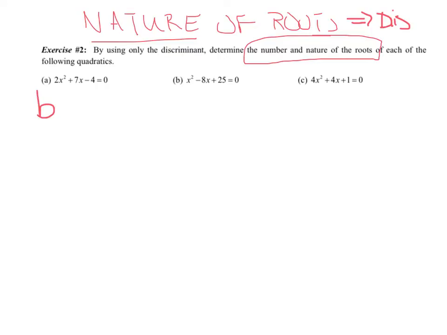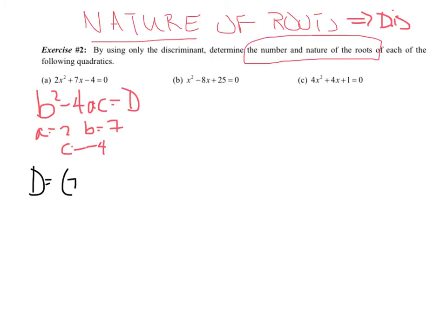So I'm going to say b squared minus 4ac. All right, and I'm going to set it equal to my discriminant, and I'm going to see what I get. My a is 2, my b is 7, my c is negative 4. So I'm going to say my discriminant equals 7 squared minus 4 times 2 times negative 4. All right, and you don't need to do anything else but go to your calculator and type that in. And I get a discriminant of 81.